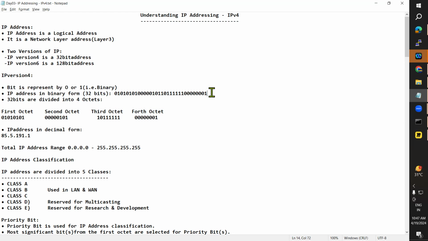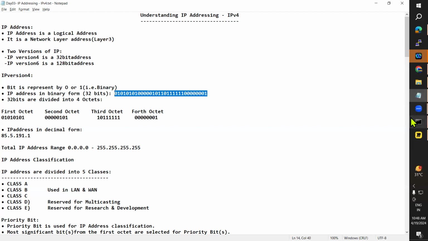IPv4 is represented in zeros and ones. The machine language is binary, as we discussed in the demo class. The machine understands only binaries, zeros and ones, not human readable language. The OS translates vice versa between human readable language and binary language. So this address is also in binaries, zeros and ones. Then only the system can understand.